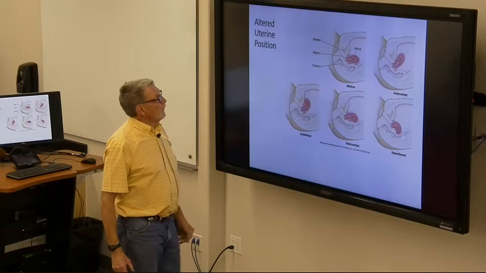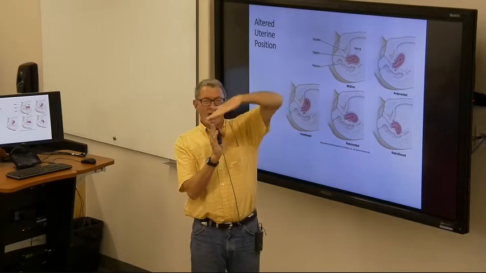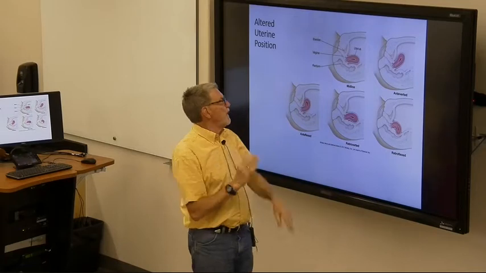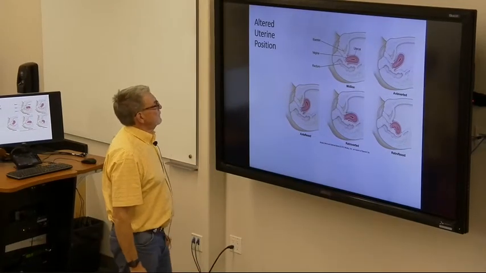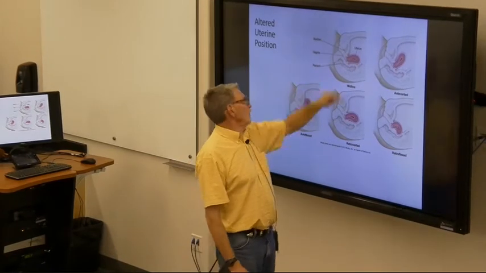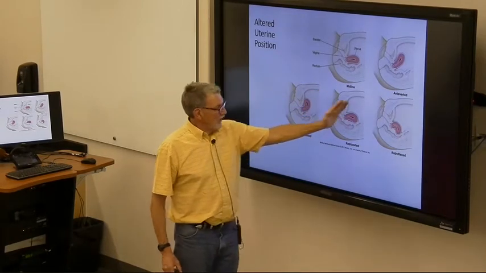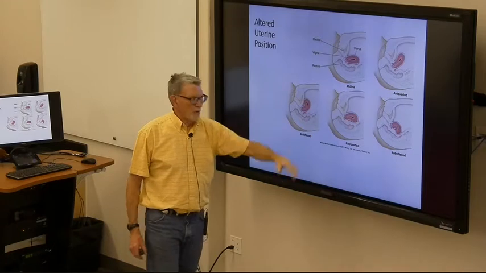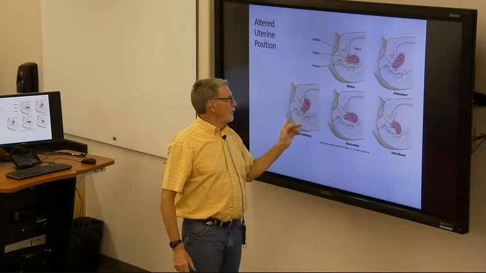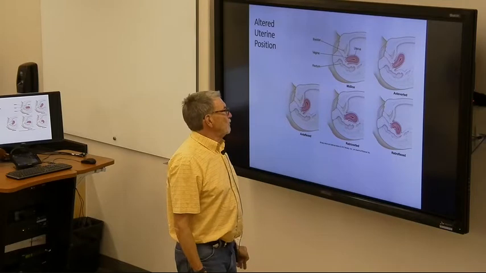The uterus itself is normally positioned at an angle to the vagina, but it can be low, it can be high, it can be bent. Midline uterus is going straight up and down. Anteverted swings toward the front. Retroverted swings toward the back. And flexed means crooked: anteflexed, retroflexed. Modest amounts of displacement are not important. Major amounts could be.